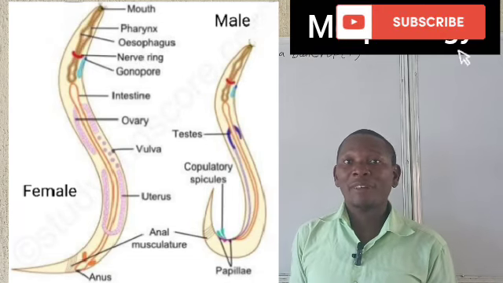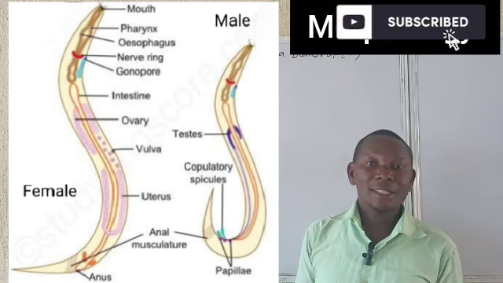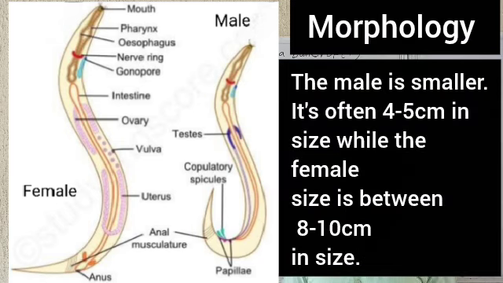From the structure, you can observe that they have a simple mouth, the pharynx, the esophagus, and the intestine is present. Note that, as I said earlier, the male is smaller, usually ranging in size from 4 centimeters to 5 centimeters, while the female can range in size from 8 centimeters to 10 centimeters.